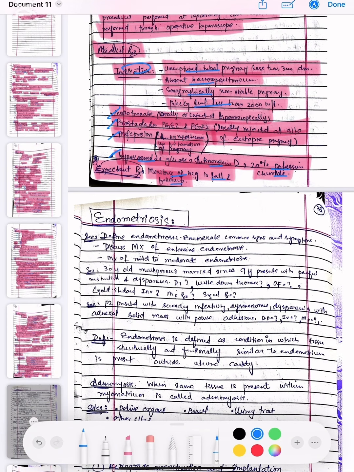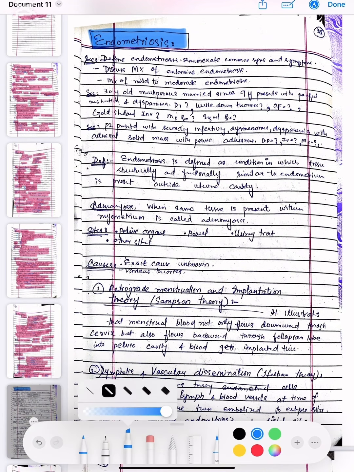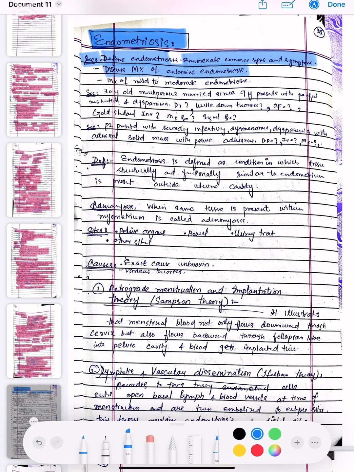Now coming towards the next topic, that is endometriosis. For endometriosis, we have a scenario: define endometriosis, enumerate the common signs and symptoms, and the management of extensive endometriosis, and the management of mild to moderate endometriosis. Another scenario is that there is a 30-year-old multiparous woman, married since 9 years, presenting with pelvic pain during menstruation and dyspareunia. So what are the diagnoses? Write down the theories, the clinical features, the gold standard investigations, the management, the treatment, and the surgical options.